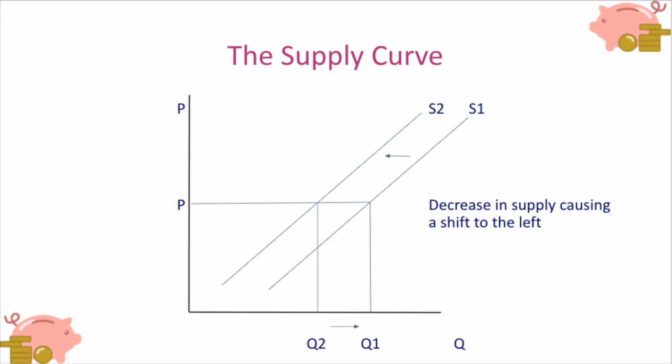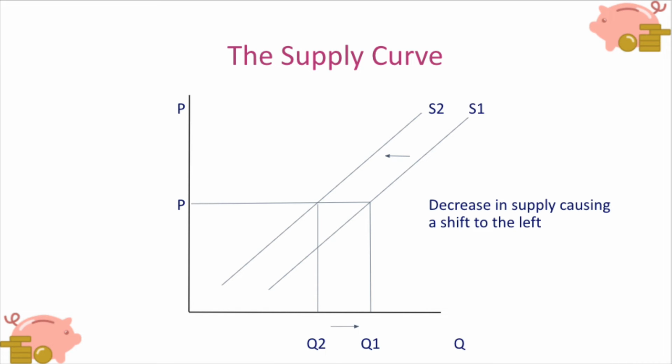Here we've got the opposite, where the price has stayed the same but the quantity supplied has fallen from Q1 to Q2. There's been a decrease in the quantity supplied. The supply curve has shifted in to the left. There's been a negative shift in the supply curve.